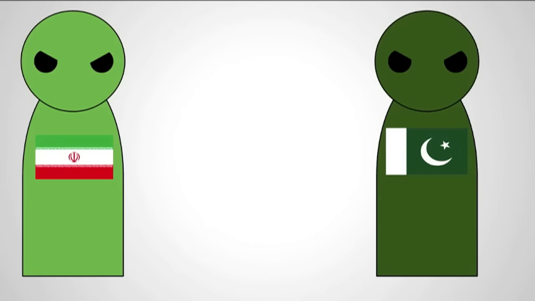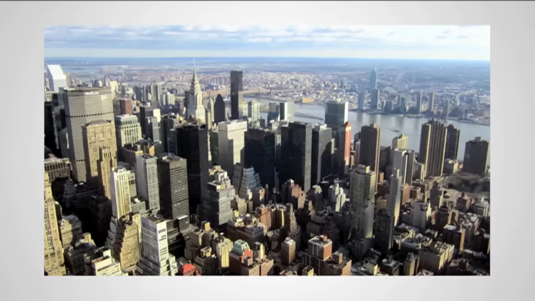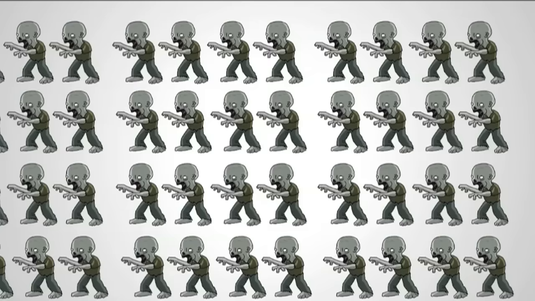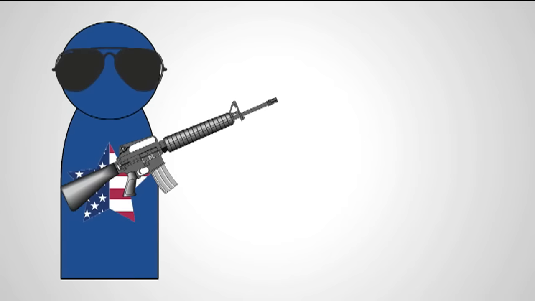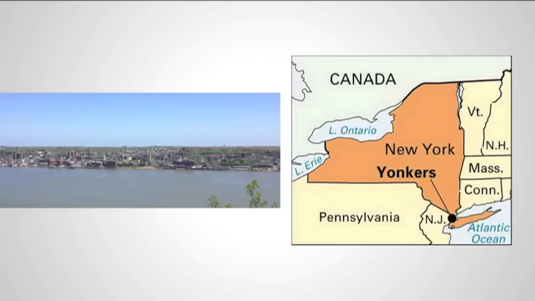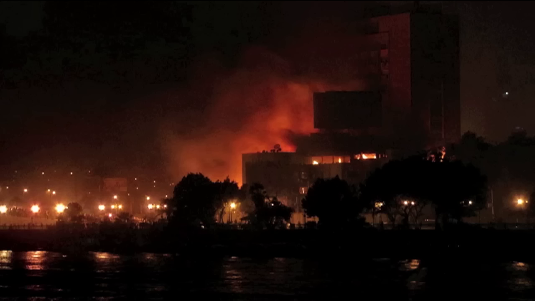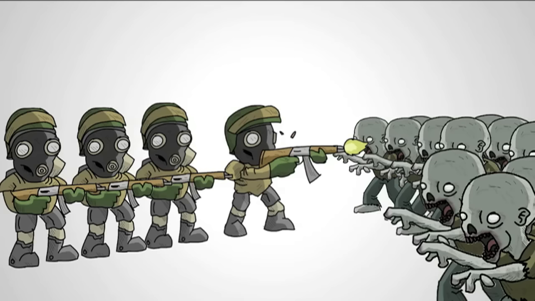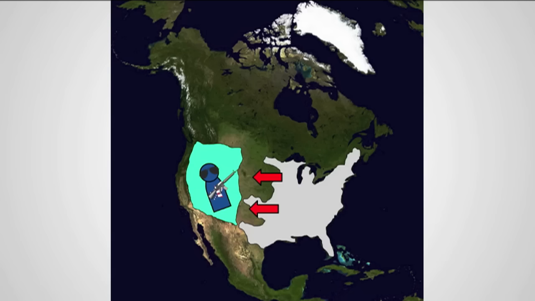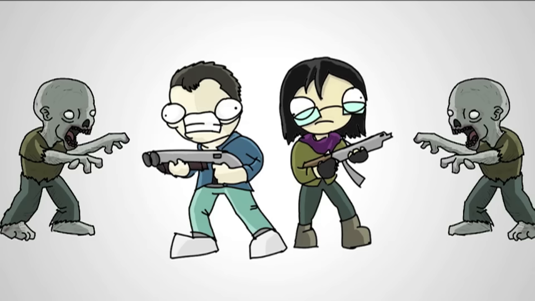Iran and Pakistan wipe each other out by nuclear war over Pakistani refugees flooding into Iran. In a few months, New York City was lost, with millions of its population reduced to zombies. In an effort to combat the threat and boost morale, the military planned a successful winning operation at Yonkers. The Battle of Yonkers, however, was a massive failure. Poor planning and a lack of training against the undead resulted in the army being overrun by millions of zombies. In defeat, the United States retreated to the west, leaving anyone east of the Rockies to defend themselves.